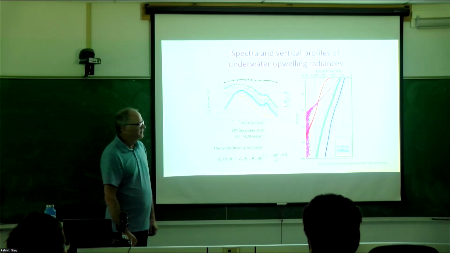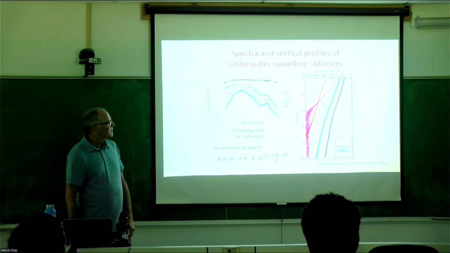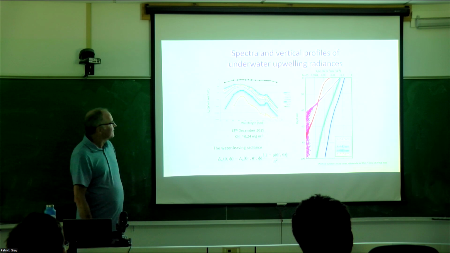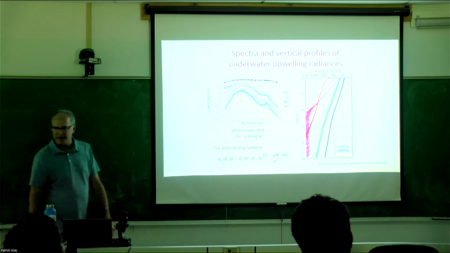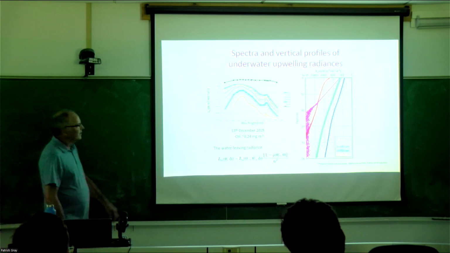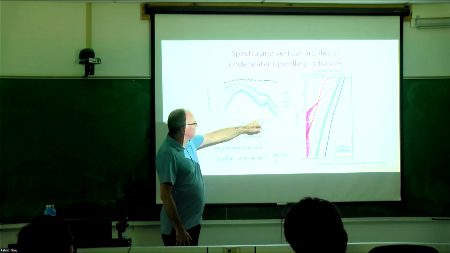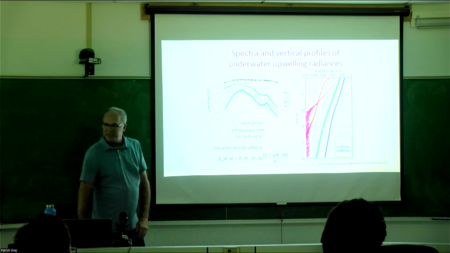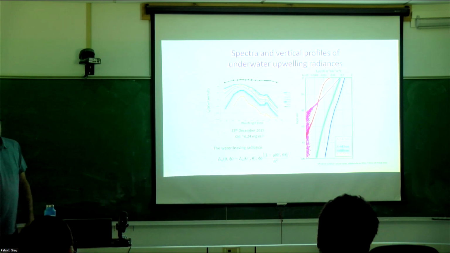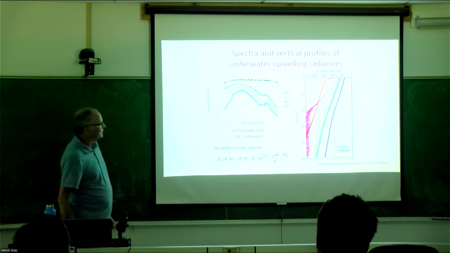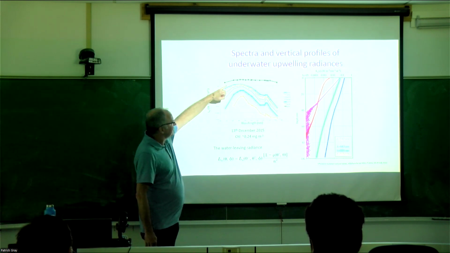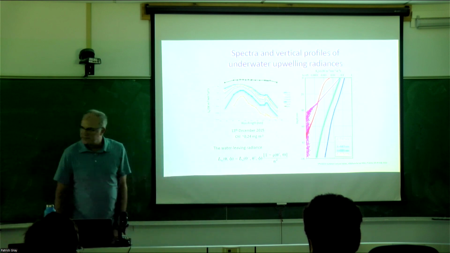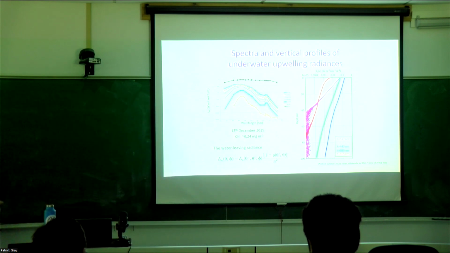Longer wavelengths are attenuated more than the shorter wavelengths. And this is at a concentration of 0.25 micrograms per liter. So you can see in the upwelling gradients, a little bump there. You can also see that the radiance is decreasing with depth. Why does the radiance decrease with depth?